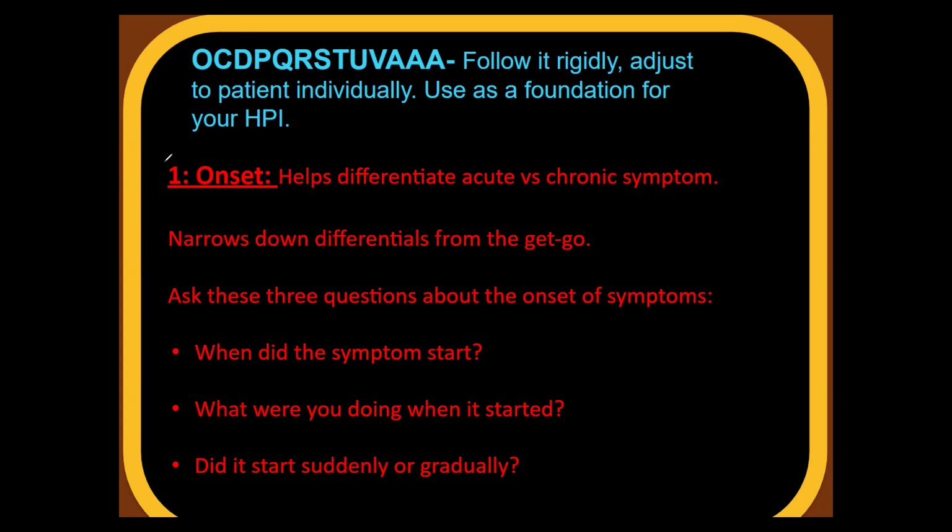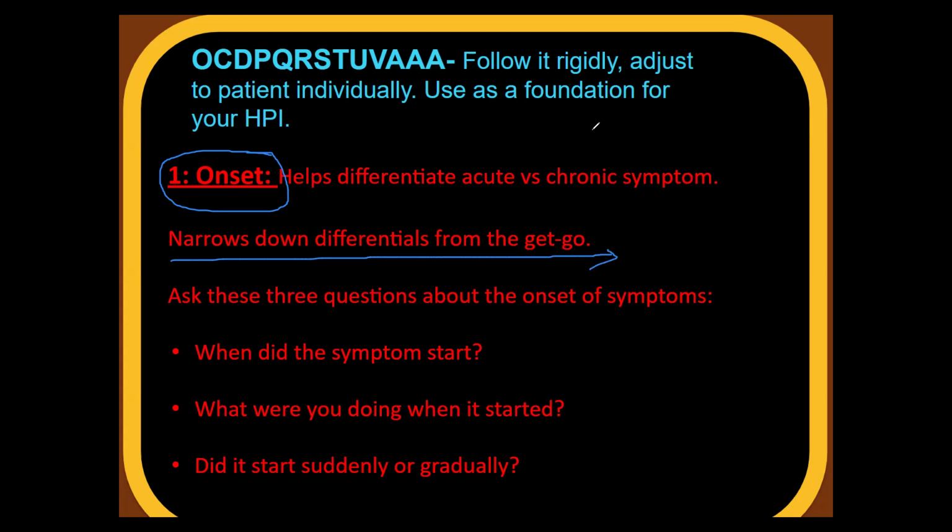Now, onset, this is extremely important. Almost always start with the onset. When did your problem or your concern or your complaint or your pain or your fever start? This will help you in knowing if this is something acute and could be emergent, or something that has been chronic, which is less likely to be emergent, but may have worsened and could be still emergent. And onset also helps in narrowing down differentials.